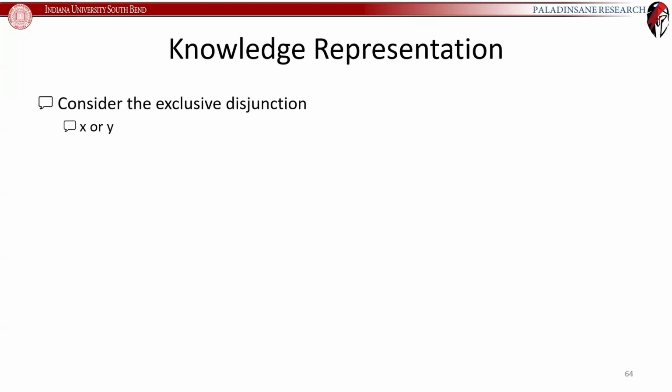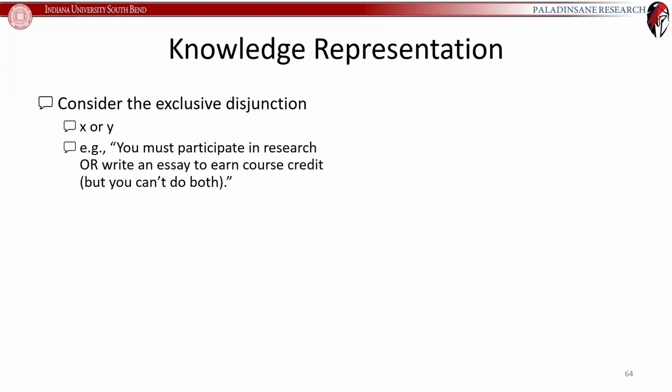Consider the exclusive disjunction X or Y. For example, you must participate in research or write an essay to earn course credit, but you can't do both. We can understand what this means. If you have this on a syllabus, you know that, okay, to earn course credit, I'm going to participate in research or I'm going to write an essay.